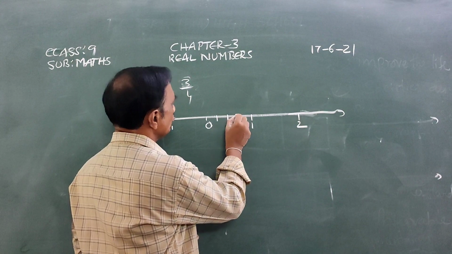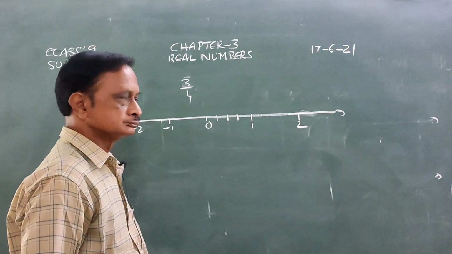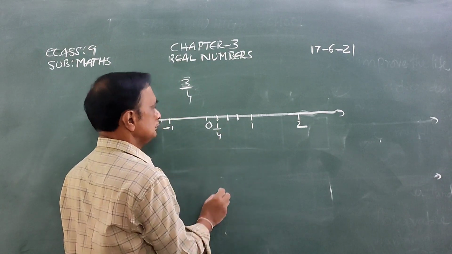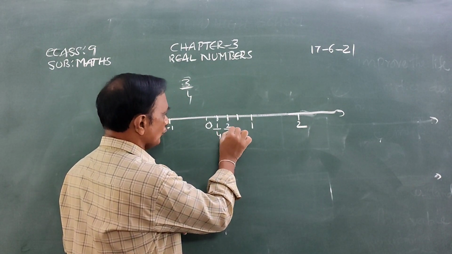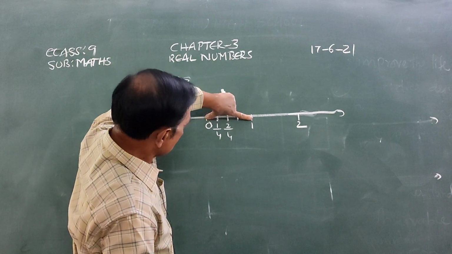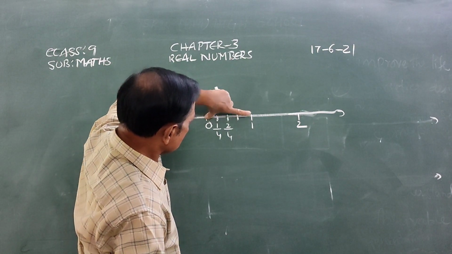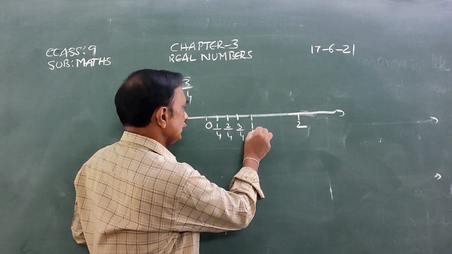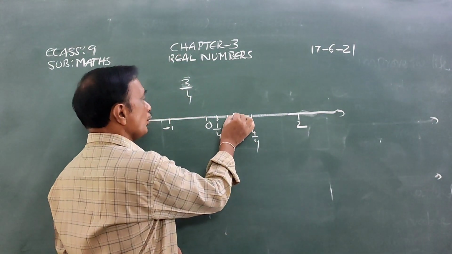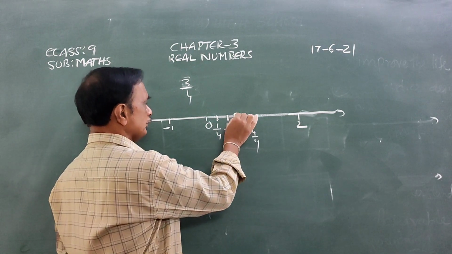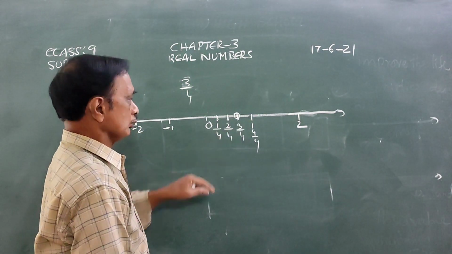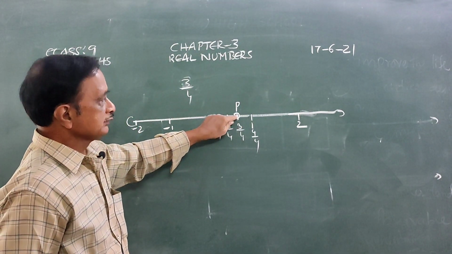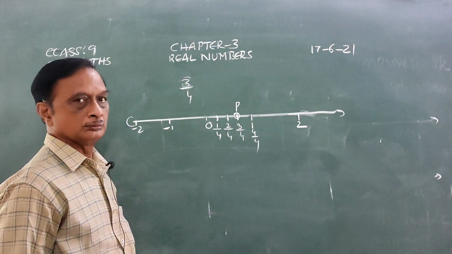1, 2, 3, 4. Now this point represents 1 by 4 and this point represents 2 by 4. 1/4 of this one, 2/4 of these 4 parts. Here 3 by 4. Here 4 by 4. This point on the number line represents 3 by 4. So let the point be P. Here the point P on this number line represents 3 by 4.